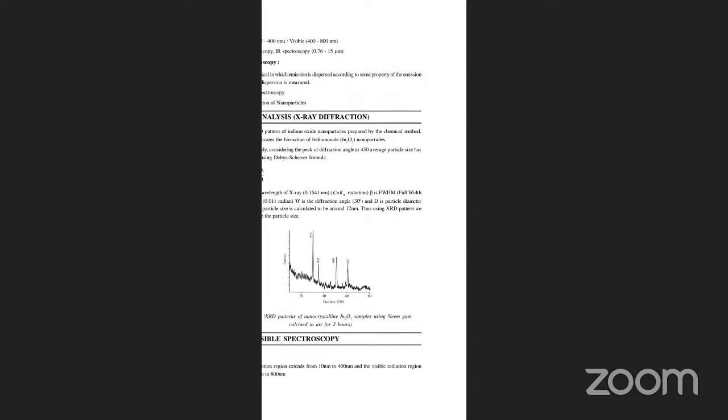XRD of nanocrystalline In2O3 samples calcined in air for 2 hours. UV visible spectroscopy principle. The UV radiation region extends from 10 nanometer to 400 nanometer, and the visible radiation region extends from 400 nanometer to 800 nanometer.